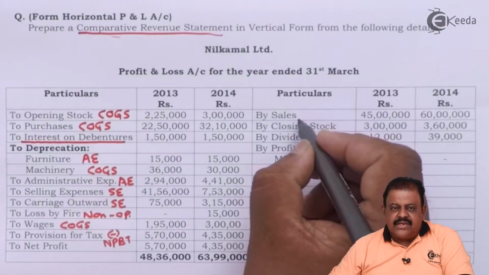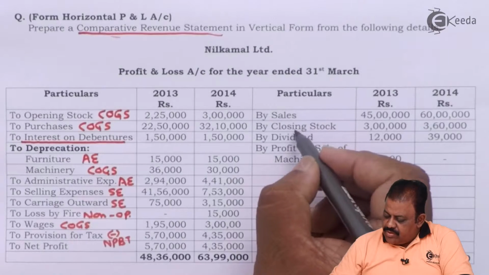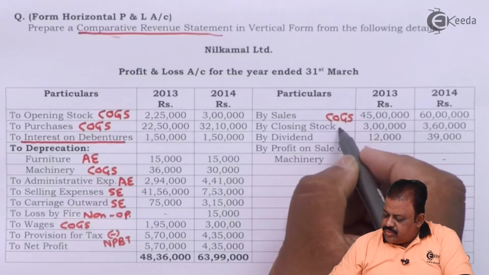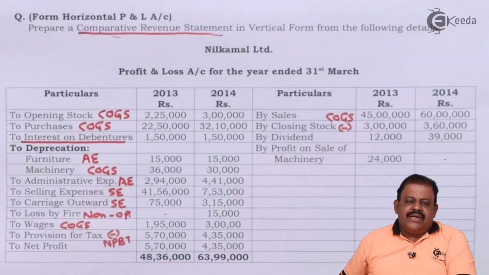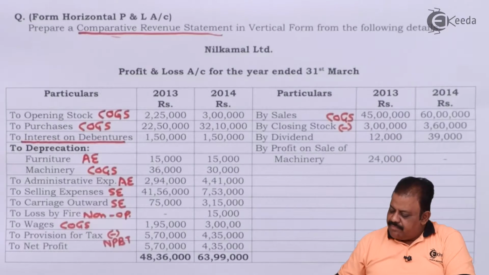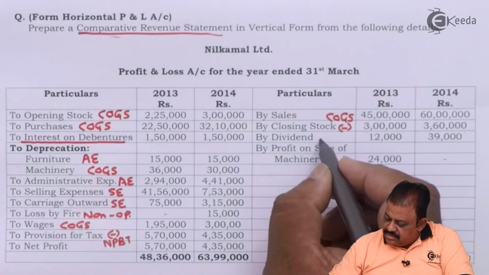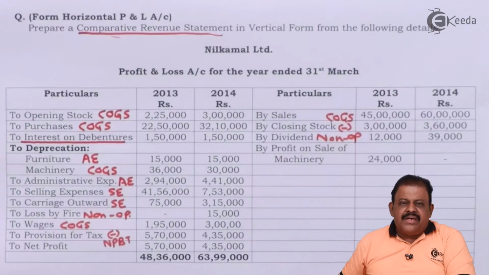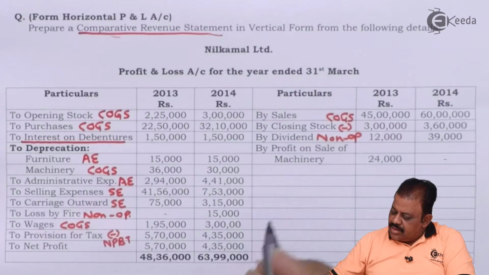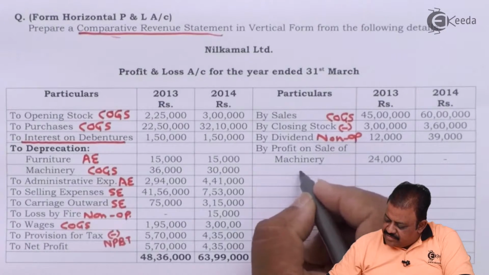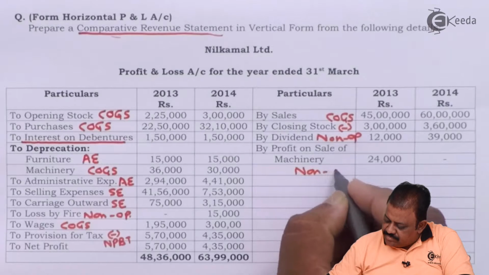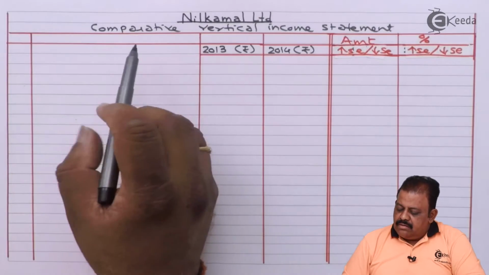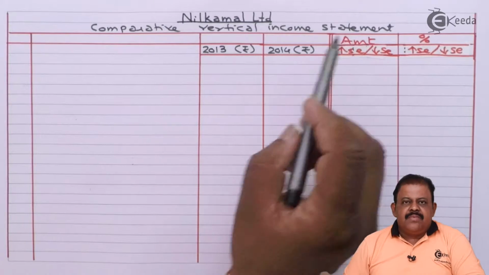Sales, first item, sales. Closing stock, we have to deduct while calculating cost of goods sold. Dividend, non-operating income. Profit on sale of machinery, non-operating income. Nilkamal Limited comparative vertical income statement.